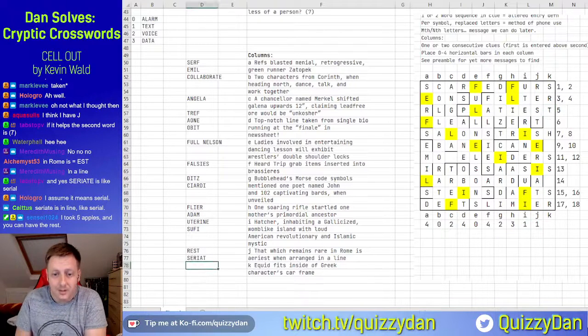And last line. Equid fits inside of Greek characters car frame.